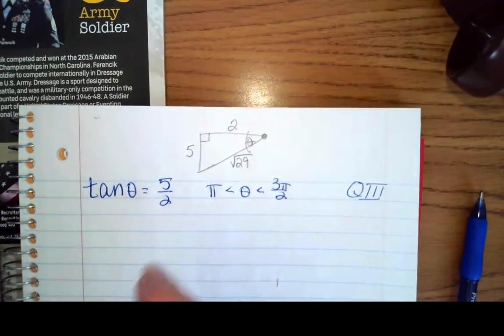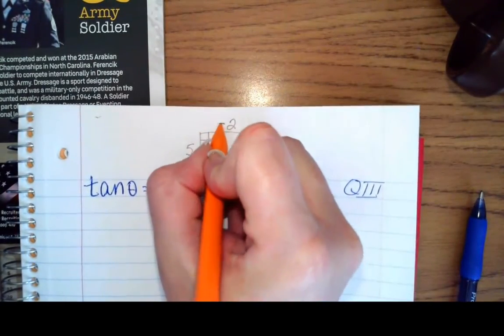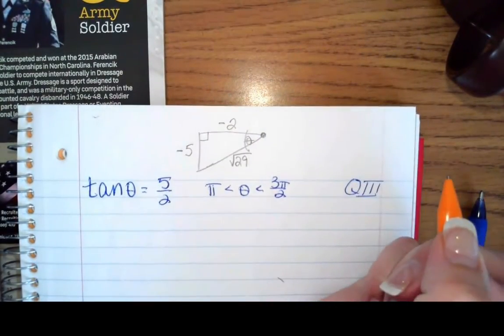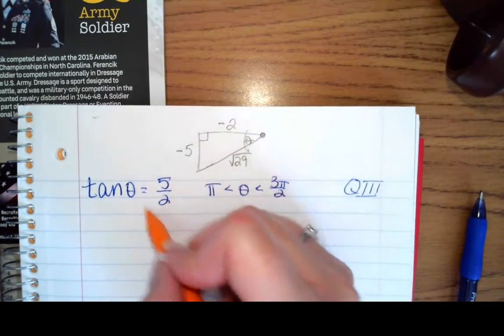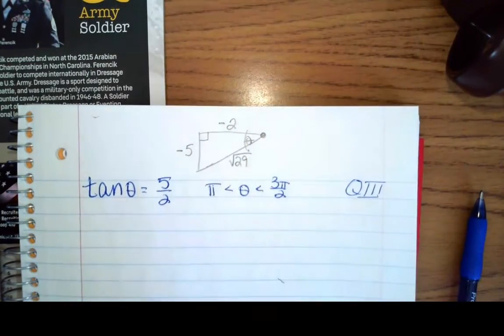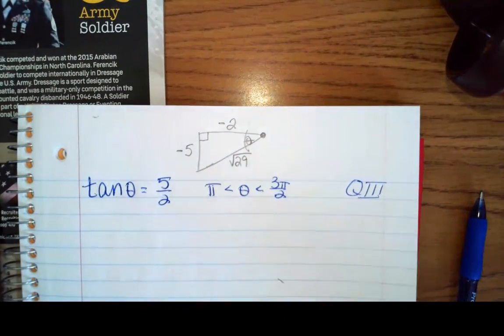Now I'm in quadrant 3, which means x is negative and y is negative. But this ratio of -5 to -2 goes positive. So it's very important to draw your triangle and recognize what quadrant you're in.